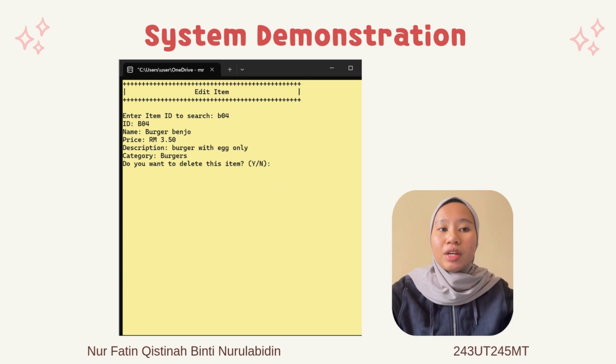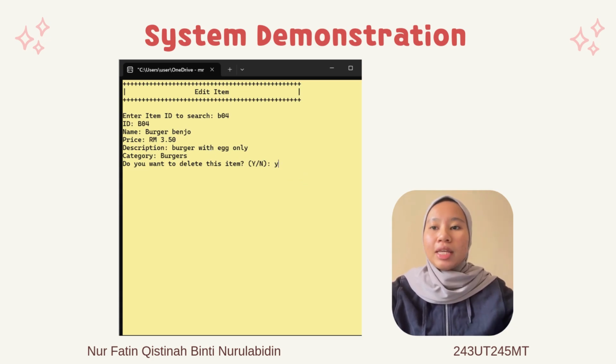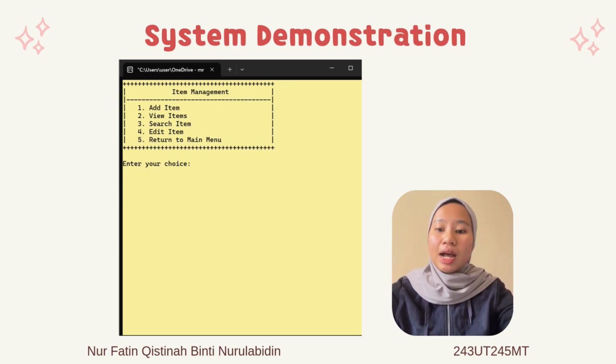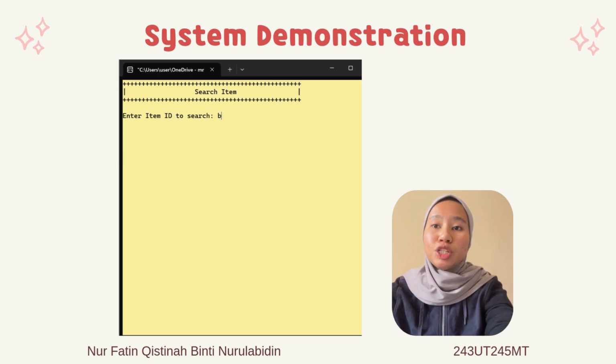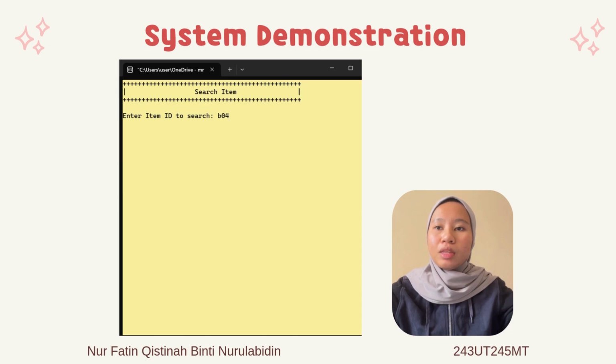After that, it is given the option to delete the item. If you enter Y, it will delete the item in the system as well as in the file. Let's say I want to delete this item. I will enter yes. Okay, I will press enter, and let's check if the item is successfully deleted or not. I will go to the search section and search P04 ID, and it will prompt the user that the item is not found. Basically, it is successfully deleted.